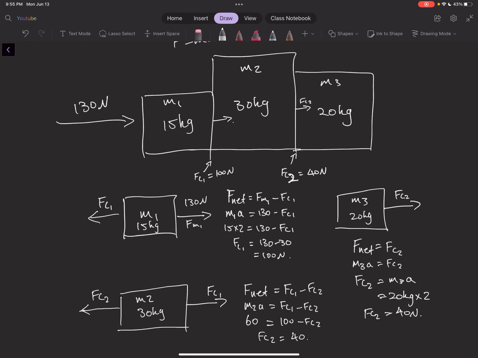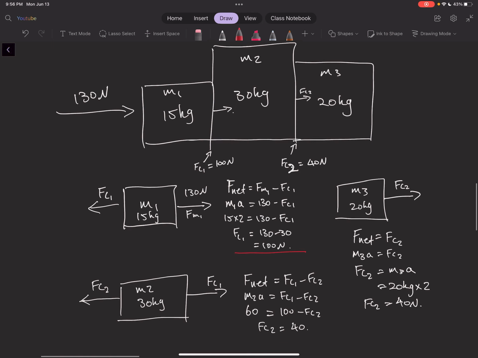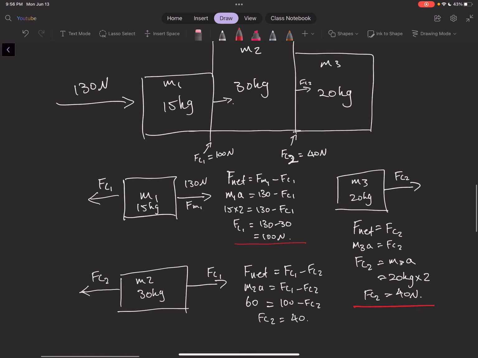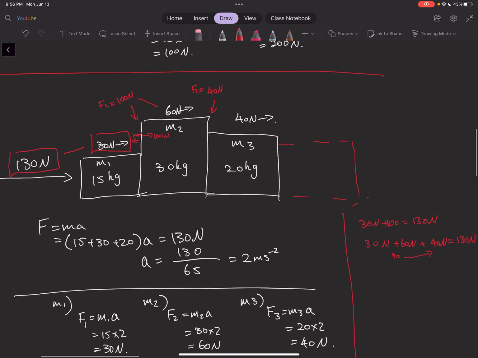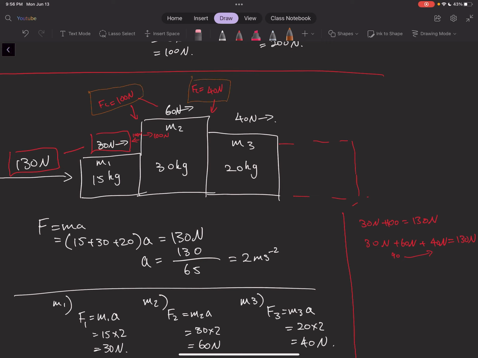So now we know for sure that 100 newtons is the first contact force, and 40 newtons is the second contact force. Let us scroll back up to the first method we used. We have, very nicely, 100 newtons is the first contact force, and 40 newtons is the second contact force.